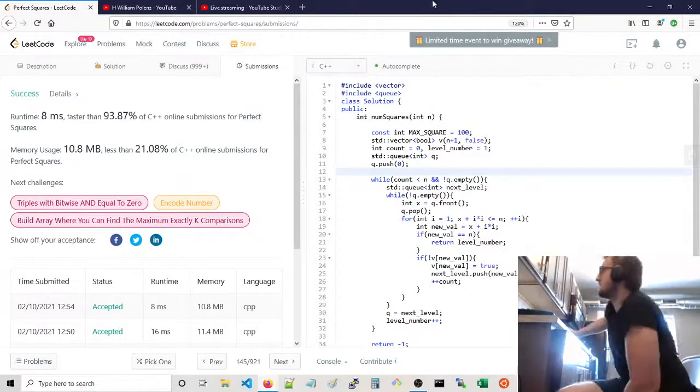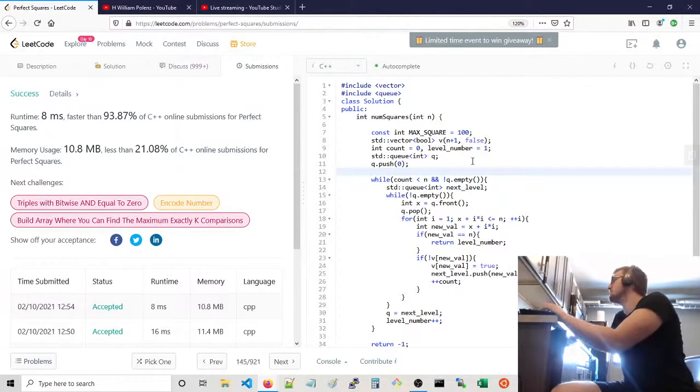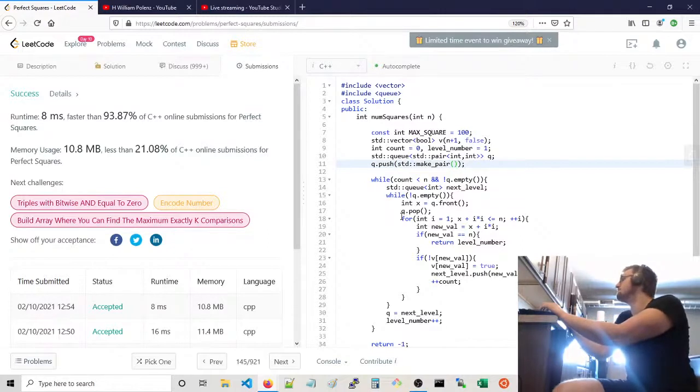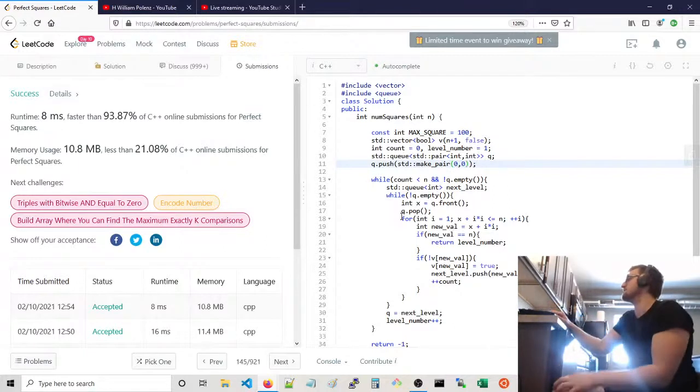Yeah, let's try that. I think actually it'll be less memory if we do pairs. Let me try that. The way that they measure memory is sort of like an average as the algorithm is running. I actually think it'll be better if we use pairs. I'll explain shortly why. Actually, I don't know. It might be worse. I don't know. I couldn't tell you. All right. So we have make pair 0, 0.